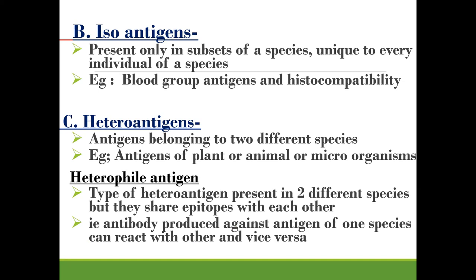And last one, heteroantigens. Heteroantigens belong to two different species. That is, antigen of a plant or an animal or a microorganism. Heterophile antigens are a type of heteroantigen that is present in two different species, but they share epitopes with each other. That is, antibody produced against antigen of one species can react with the other and vice versa.